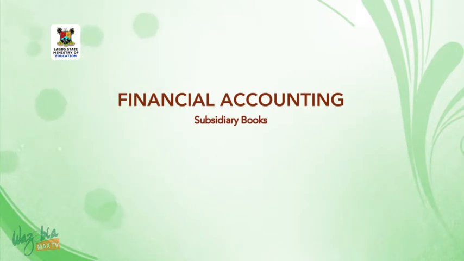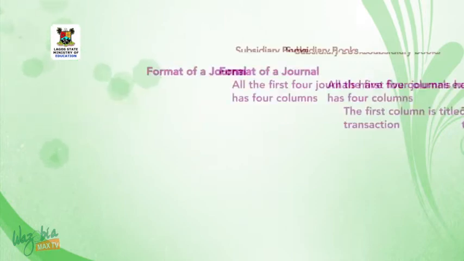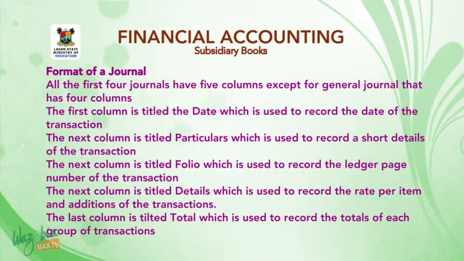You are welcome back. So far, we have been able to discuss the meaning of subsidiary books, the various divisions of journal, and their uses. We now continue on the format of journal. All the first four journals have five columns, except for general journal that has four columns.